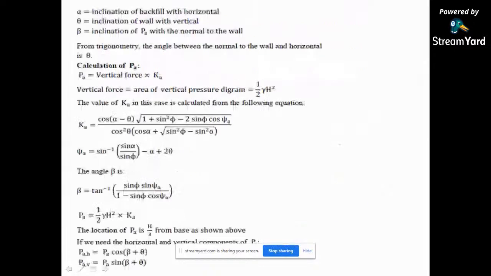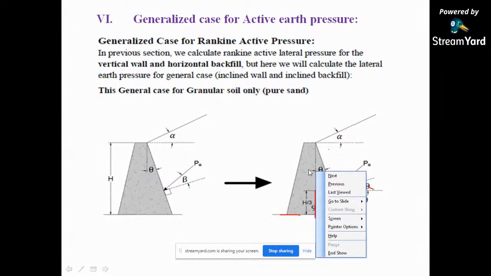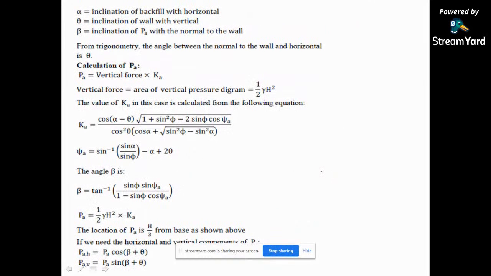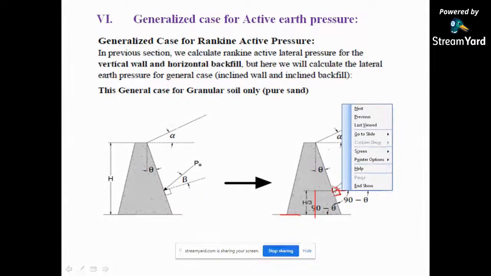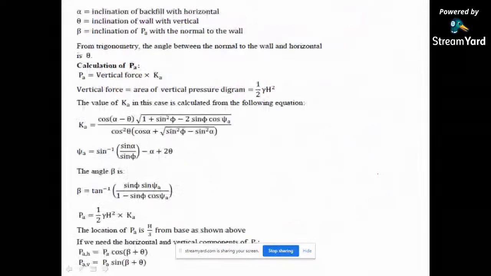And it is making an angle alpha with this horizontal dotted line. Then what is theta? It is the angle with the vertical. This is the vertical, and the embankment makes the angle theta with it. And beta is the inclination of PA with the normal to the wall. This is your PA, and beta is the angle it makes with the normal to the wall. That means this dotted line is making 90 degrees with this line of soil, which is the normal. From trigonometry, the angle between the normal to the wall and the horizontal is theta.